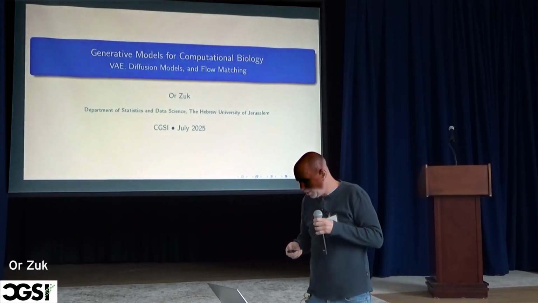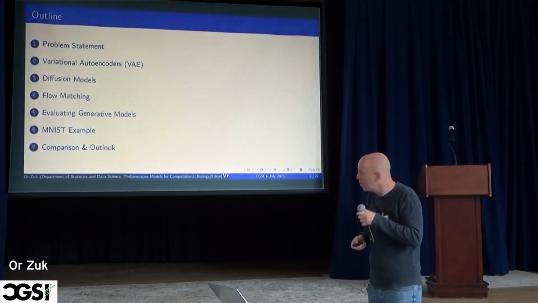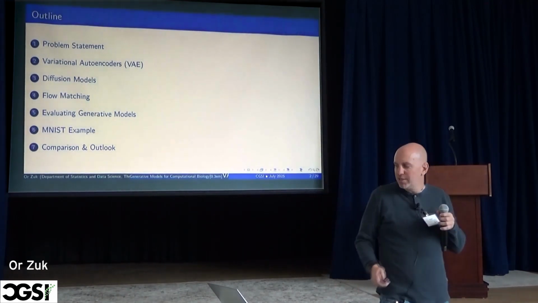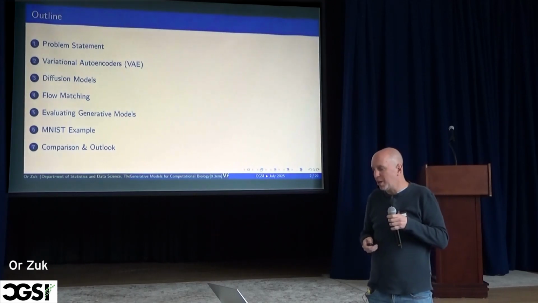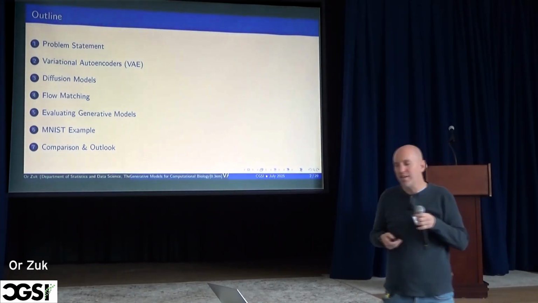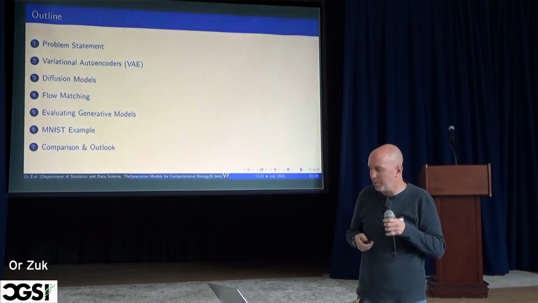All right, so let's start. So this is the overview. I'll give some introduction about what is generative modeling, and then talk about three methods. One is variational autoencoders, then diffusion models, and then a newer method called flow matching.